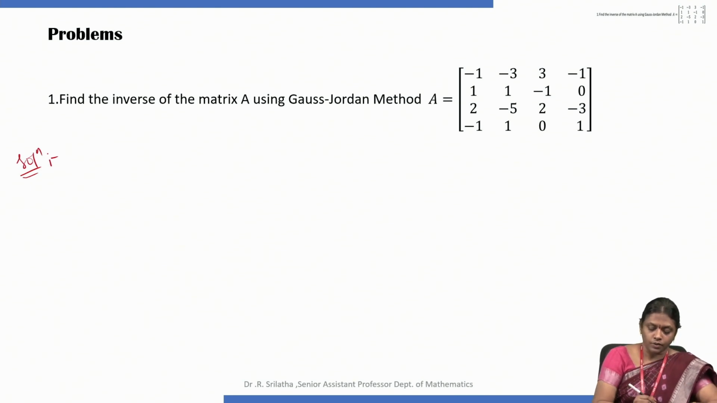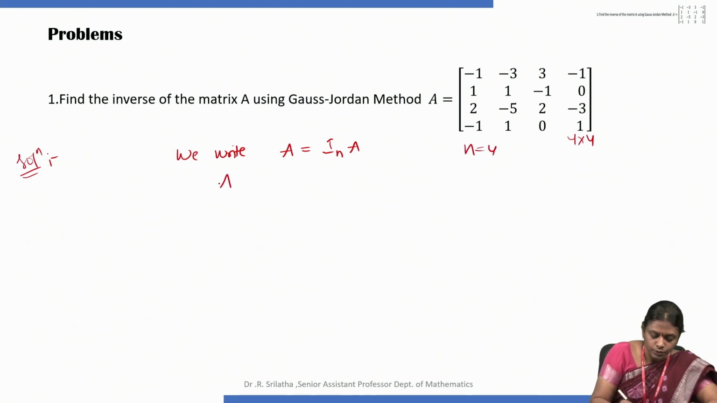This is the order of the matrix, a 4 by 4 matrix. So here the first step is to write the given matrix in the form capital A is equal to identity matrix of order n into capital A. So what is my order of the matrix here? This is 4 by 4. That means n is equal to 4. So here we'll write capital A is equal to identity matrix of order 4 into capital A.